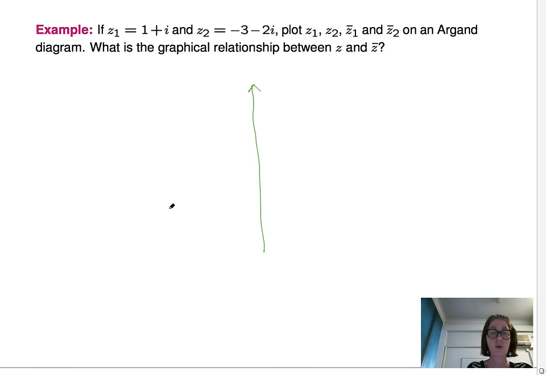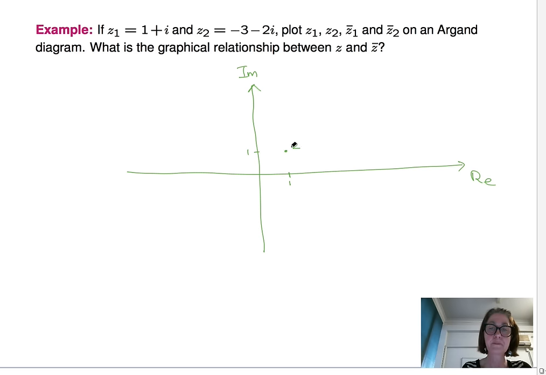So I'm just going to draw the Argand plane here, and I've got my real axis here and my imaginary axis vertically, and the point Z1 is 1 on the real axis and 1 unit on the imaginary axis. So here's my point Z1. My point Z2 is minus 3 on the real axis and minus 2 on the imaginary axis. So it's about there. So that's Z1 and Z2.